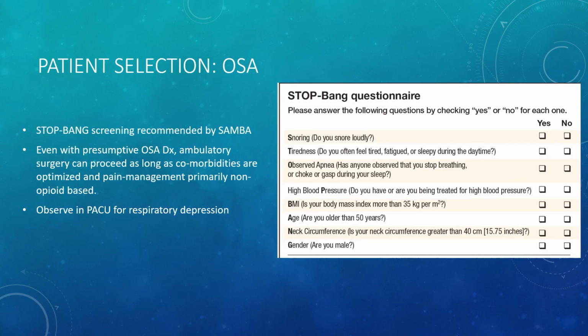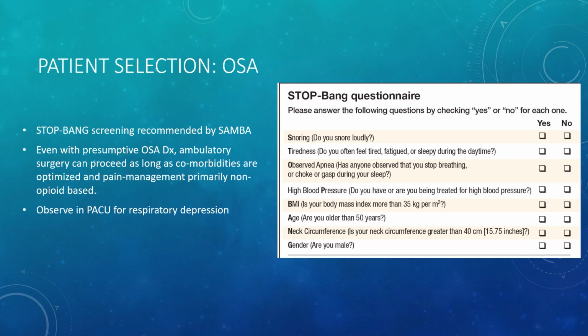Patients with obstructive sleep apnea are other candidates for ambulatory surgery. Also, this is a topic the ABA ITE usually dedicates a few questions towards. Obstructive sleep apnea is mostly undiagnosed and therefore untreated, even when patients present to you as surgical candidates for the ambulatory surgery setting. SAMBA recommends that all patients are screened with the STOP-Bang questionnaire, which is included here in this slide.